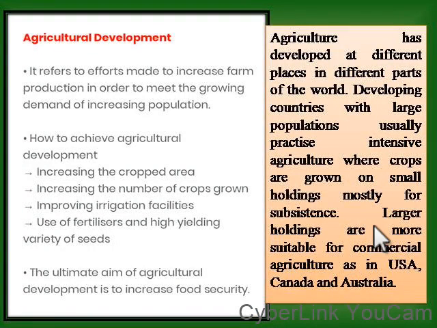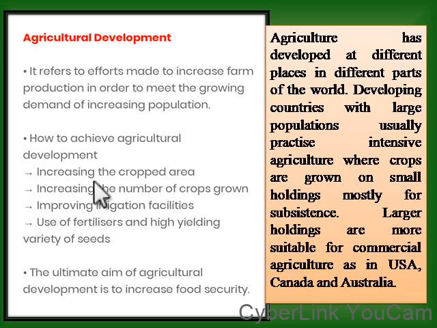Now we have another important topic, that is agricultural development. Agricultural development refers to efforts made to increase farm production in order to meet the growing demand of an increasing population. Now, how to achieve agricultural development? There are some methods or means by which the aim of agricultural development can be achieved.